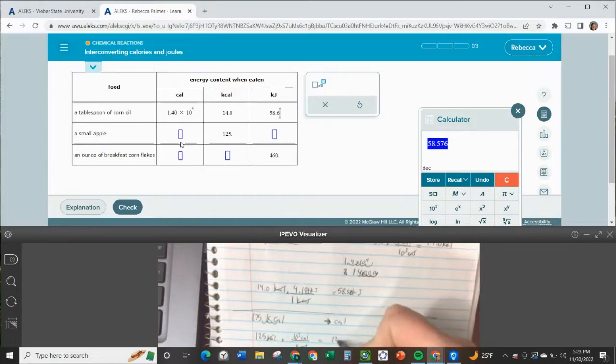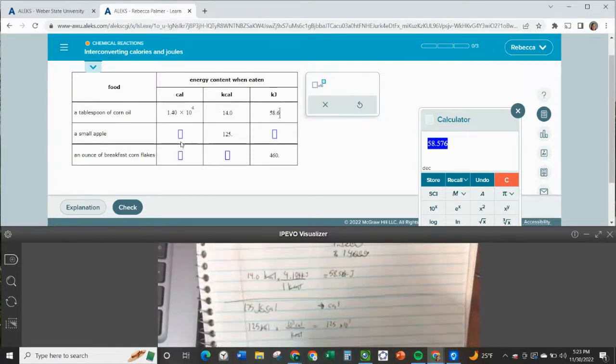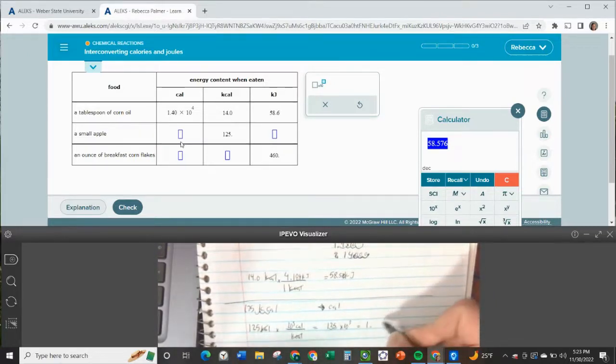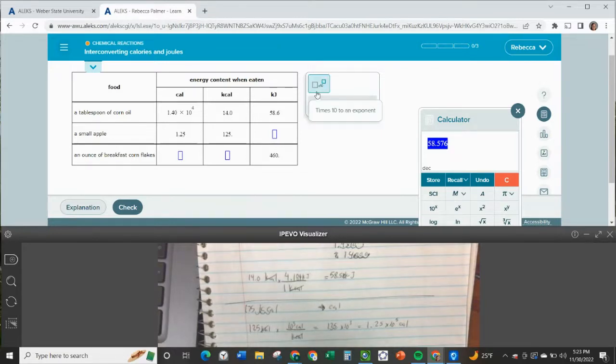And then we have 125 times 10 to the third. But remember, for scientific notation, we have to have just one digit before the decimal. So I'm going to move the decimal 1, 2 to the left. So I have 1.25 times 10 to the 5 calories.